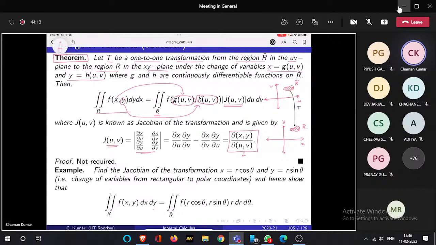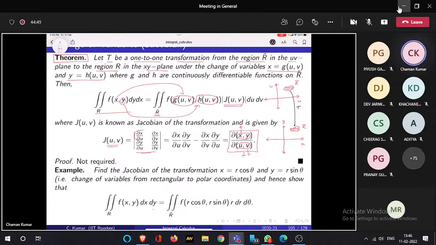That means the integrals are given in the form dx dy or dy dx, and you want to make this transformation by putting x is equal to g of uv and y is equal to h of uv, then this is the Jacobian. And this Jacobian is constructed like this: in the numerator you have xy and in the denominator you have uv. From the numerator you pick one variable x and differentiate it with respect to these two variables. That will give you the first row.